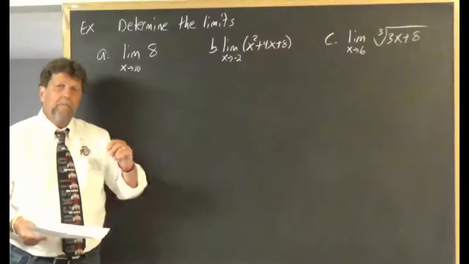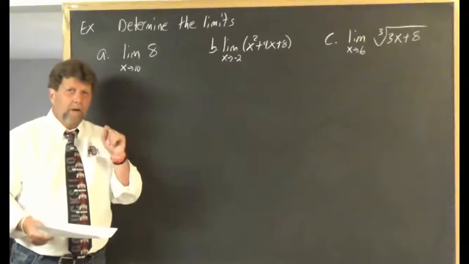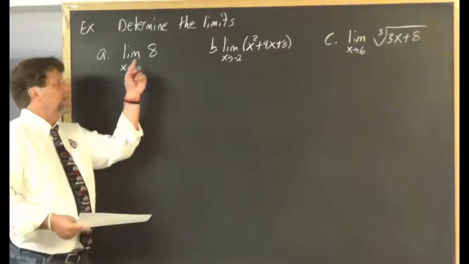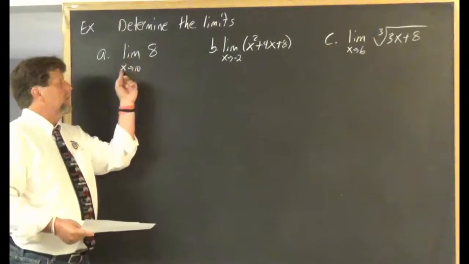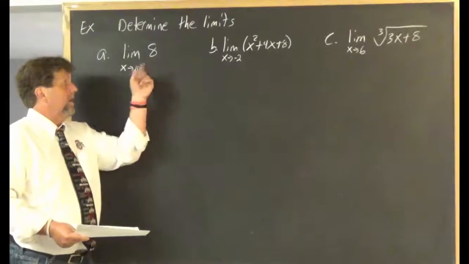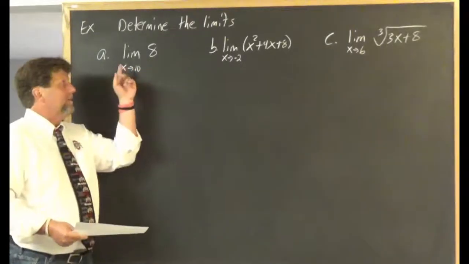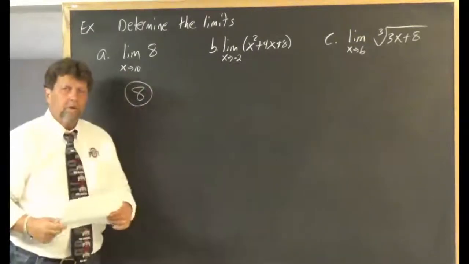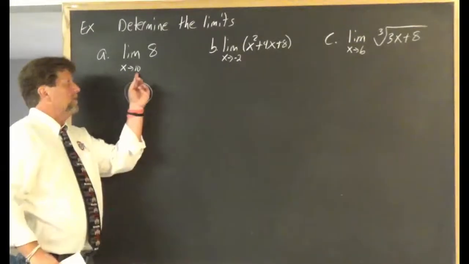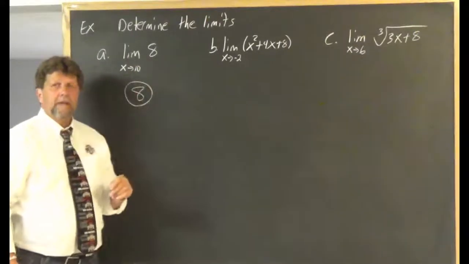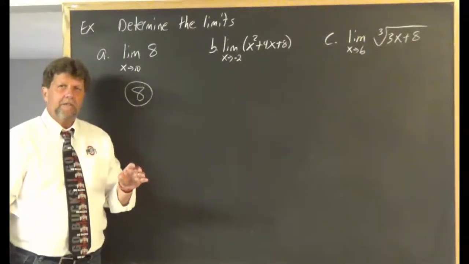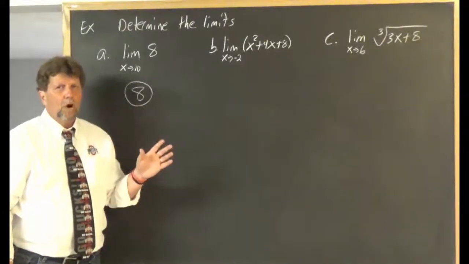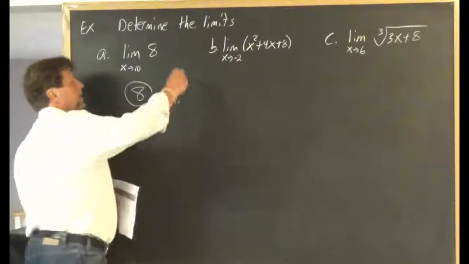However, in part A, it's the one limit theorem I highlighted. The limit of a constant is that constant. 8 is a constant. So the limit as x approaches 10 of 8, the constant 8, the limit of a constant is that constant. It doesn't matter what x is approaching here. No matter what x is approaching, this limit would be 8. Probably the easiest limits to find. You probably hope to see a bunch of these on test 1. I mean, you won't, but it would be nice.